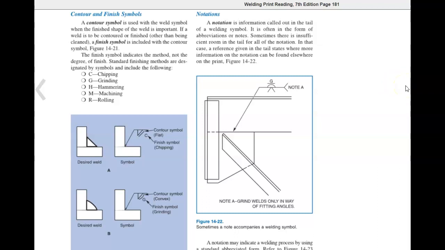Notation. The notation is information called out in the tail of the welding symbol. It is often in the form of abbreviations or notes. Sometimes there is insufficient room in the tail for all the notation. In that case, a reference given in the tail states where more information on the notation can be found elsewhere on the print.